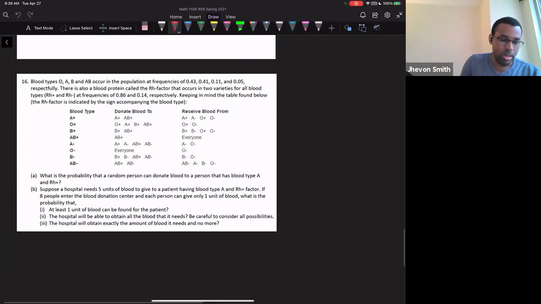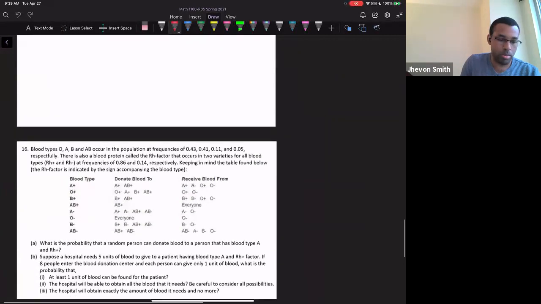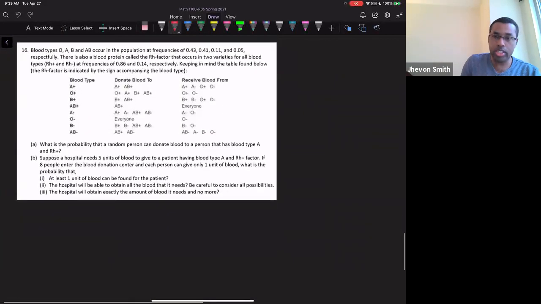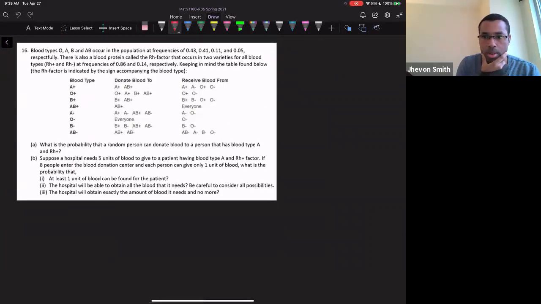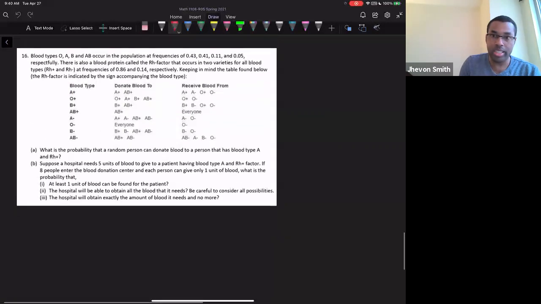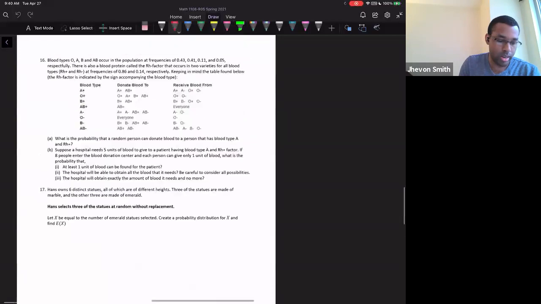This is probably one that I will leave for you guys to try for tomorrow after I teach you the new kind of probability technique. This problem was actually something that I put on a final exam before. So it's a nice problem to practice once you actually understand what I'm going to teach you today.